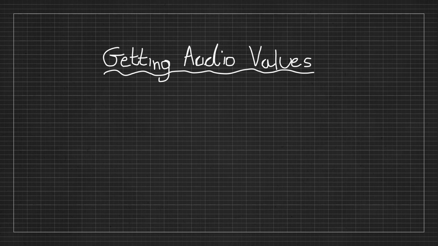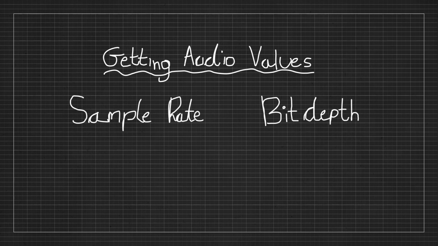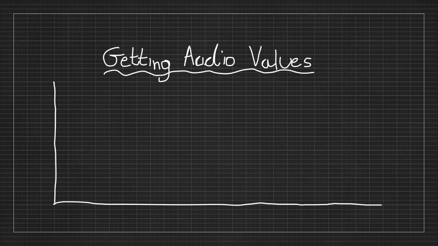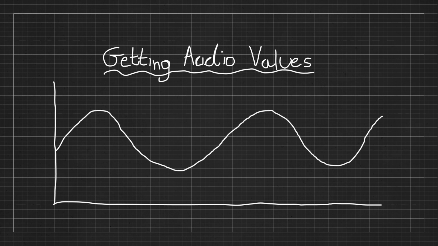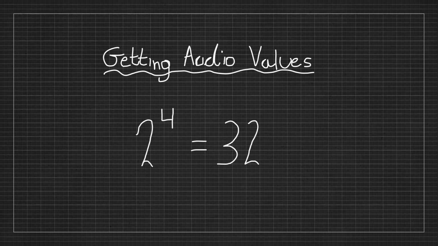Audio files can be defined by 2 main things, which is the sample rate and the bit depth. So if we plot an analog sound wave, it'll look something like this, with the time on the x-axis, and on the y-axis you have the amplitude, which is kind of like the volume. So the bit depth is basically how many different volumes you can have, and this is a binary number.